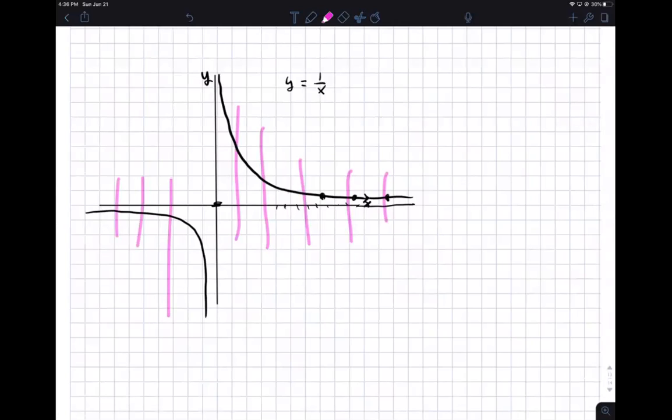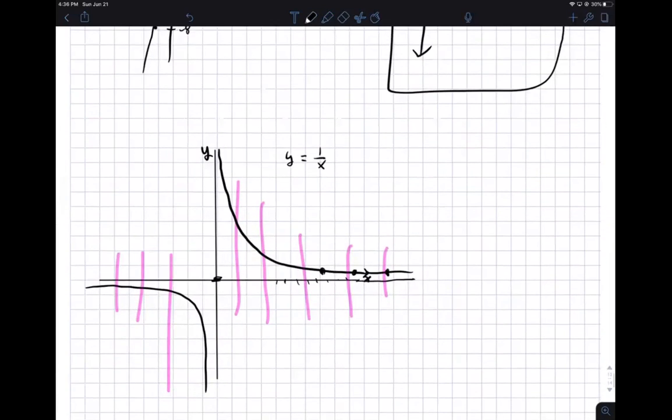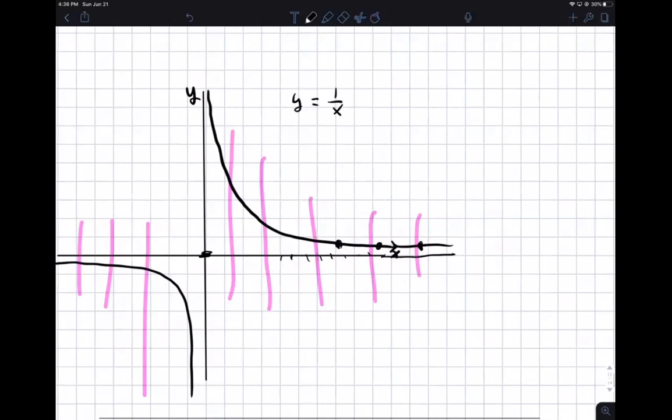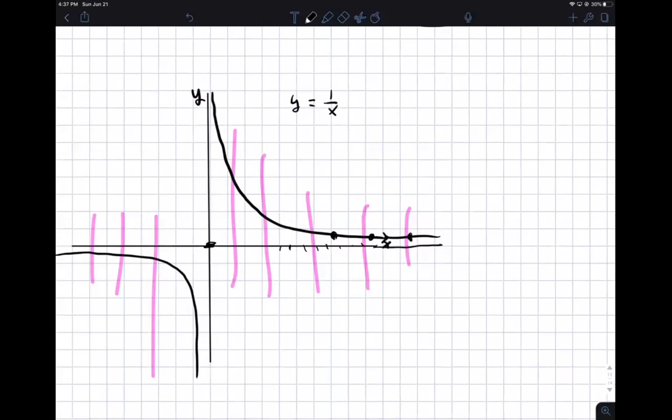Now, what would the domain be of the function? Is it infinity and negative infinity? Well, what's the one value that x can't be? 0. Yeah, so it's everything except for 0. Just x cannot equal 0.